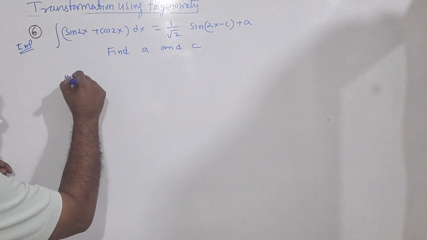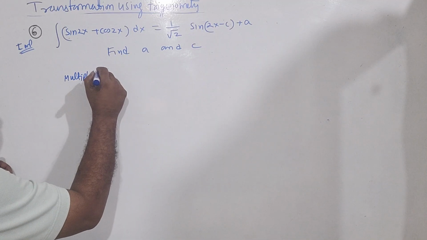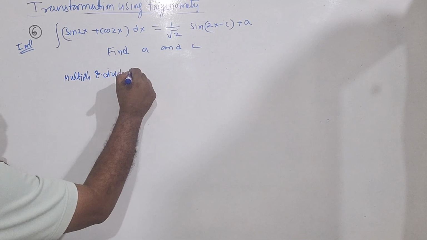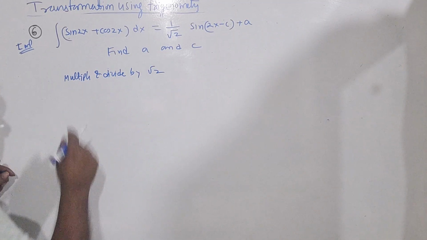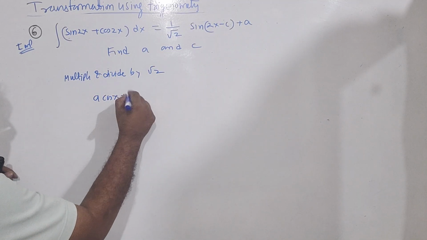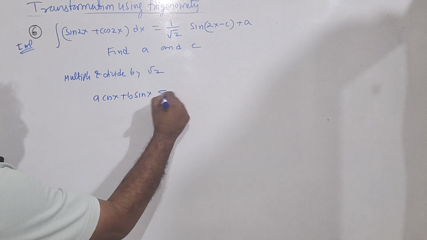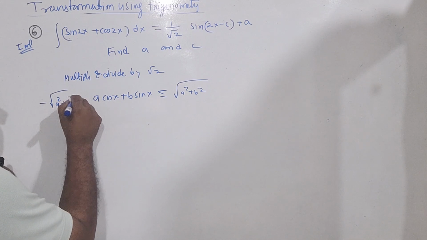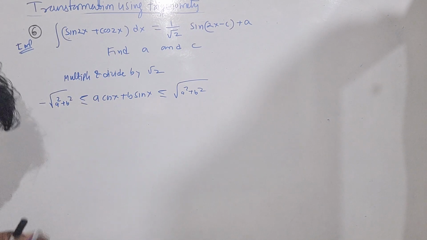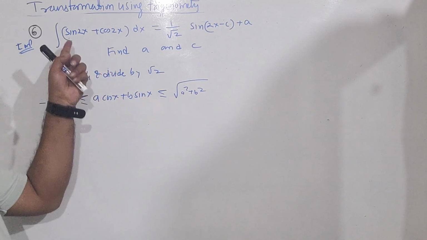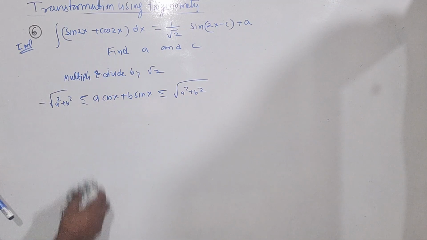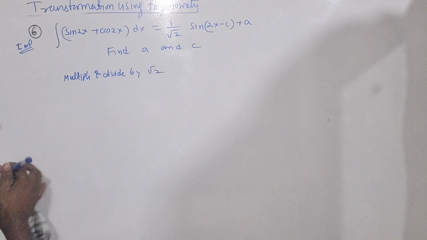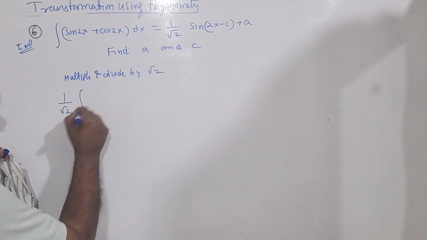I can multiply and divide by root 2. What is a cos x plus b sin x's maximum value? Square root of a square plus b square, and the minimum value is minus square root of a square plus b square. I know this concept in trigonometry. Got it? So here I have to multiply and divide by square root of a square plus b square. A is 1, b is 1 over here, so square root of 2. So divide and then multiply.